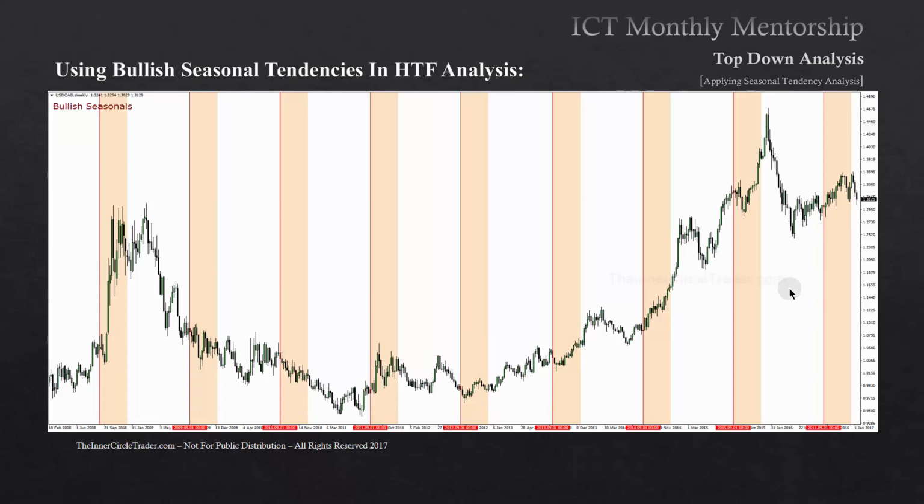If you're looking for a buying opportunity for US CAD, it's between September and getting close to Christmas every single year when the market's predisposed to go higher. What quarterly shift are you going to be looking for now? Looking for longs.